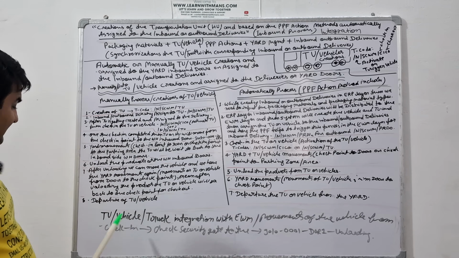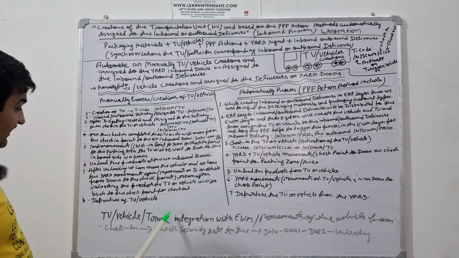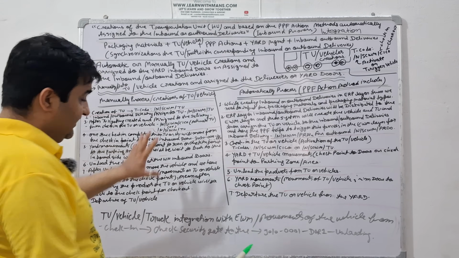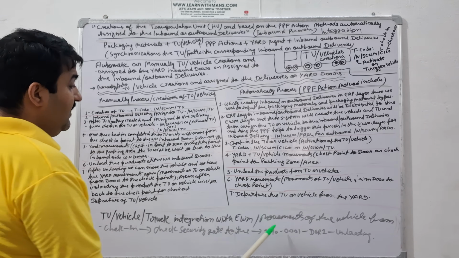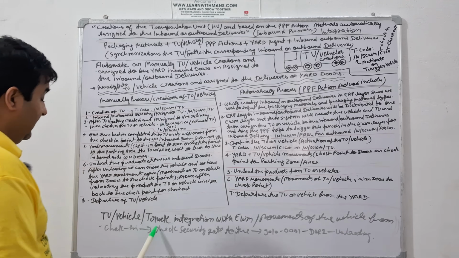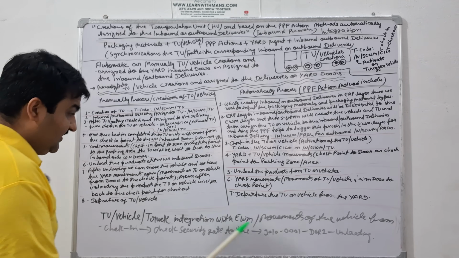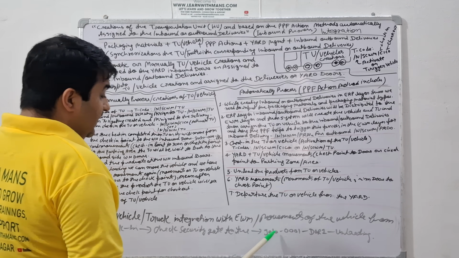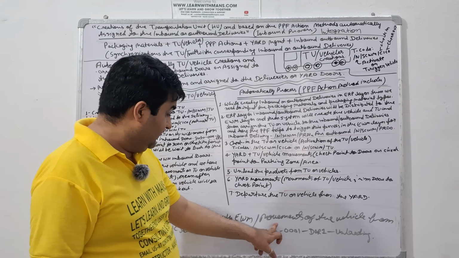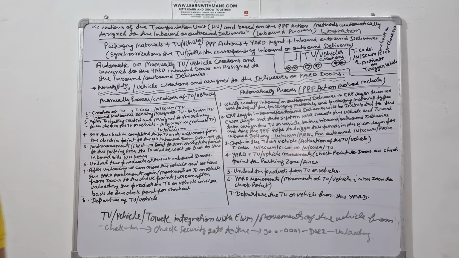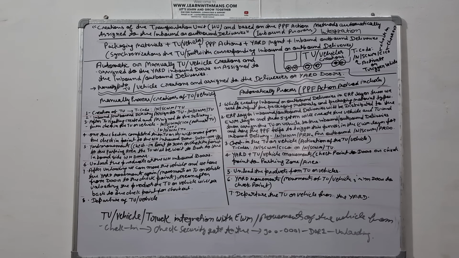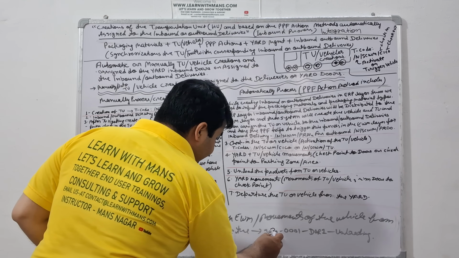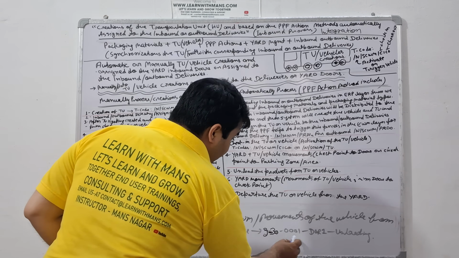So in this session we understood TU vehicle truck integration with EWM. This is a small demonstration: movement of the vehicle from check-in to the security gate, then from the security gate to dock at 9030. This is 9030, the inbound side door.